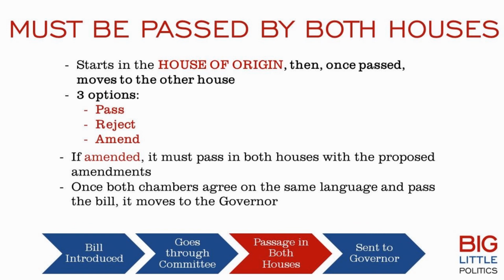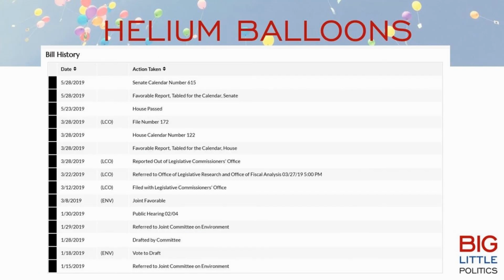Then that's when it can move forward, and it'll move forward to the governor. To see how this process happens, we can look at the bill history. So with this helium balloon bill that we mentioned, you can see the timeline here. You can see when it was passed by the House, and it was passed without amendments. And then it goes on to the Senate.